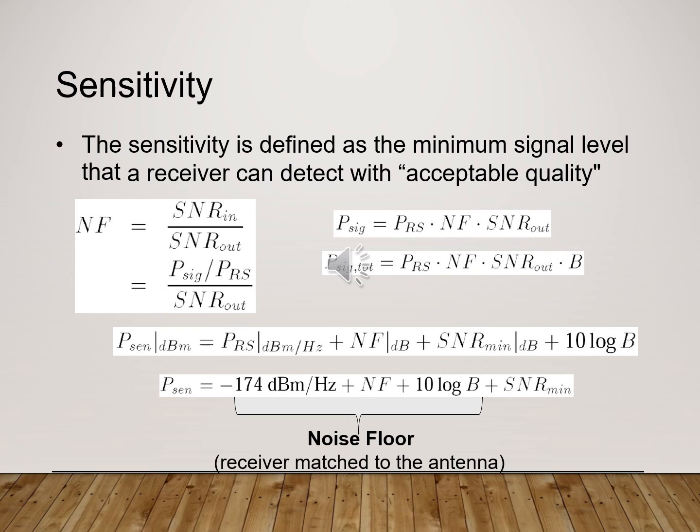The first three terms, as you see in the slide, we call the noise floor. So when I ask you about the noise floor, it will be calculated as minus 174 dBm plus NF plus 10 log bandwidth.